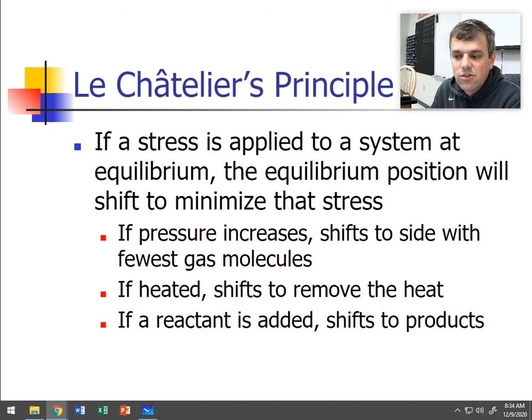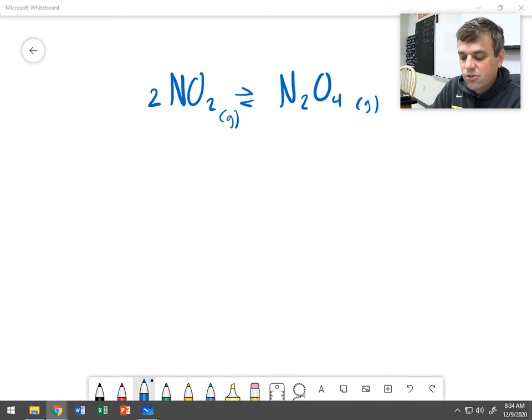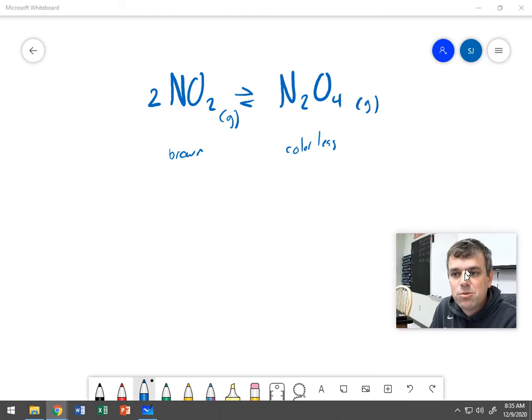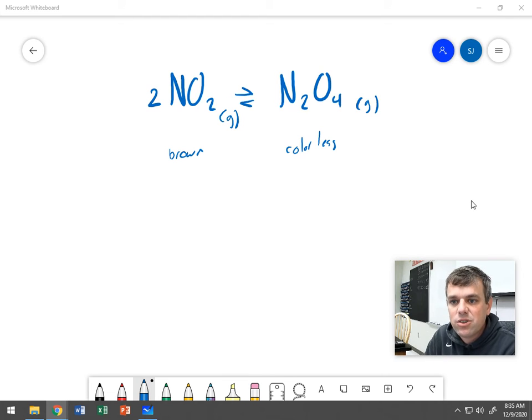We're going to take a look at an example real quick. Yesterday, you saw a demonstration with nitrogen dioxide, which is a brown gas, and dinitrogen tetroxide, which is colorless. And I was able to manipulate this equilibrium position by changing the temperature.